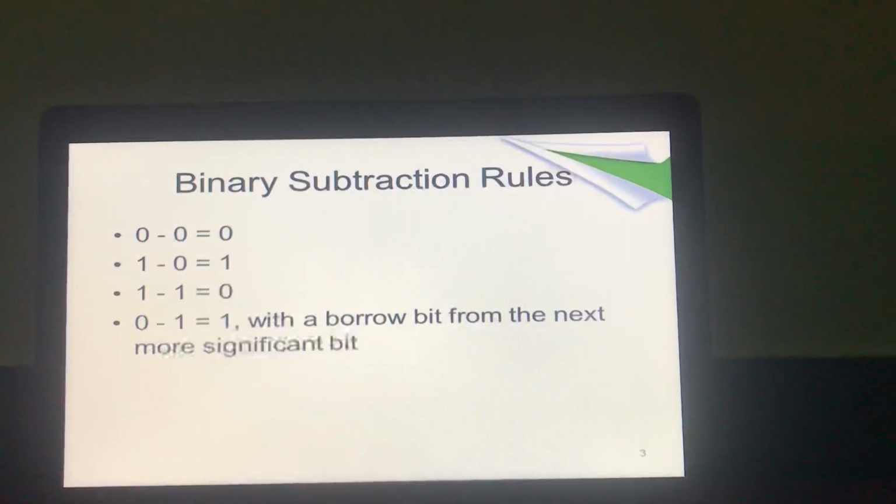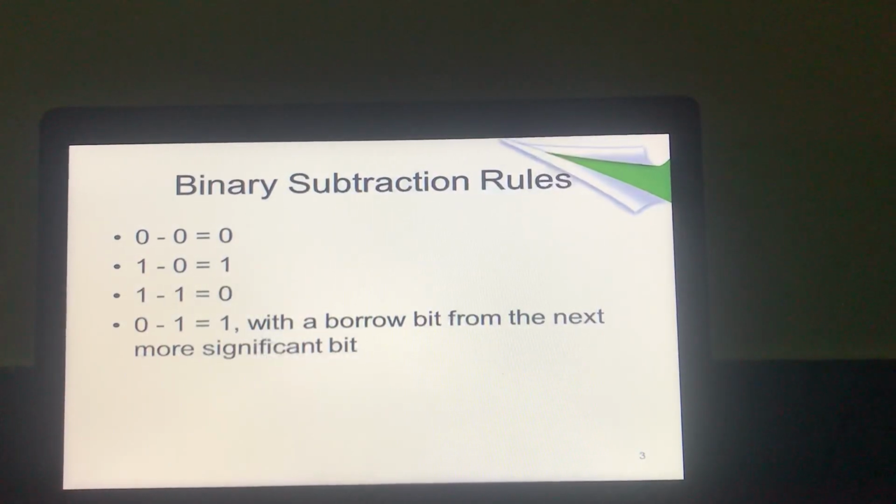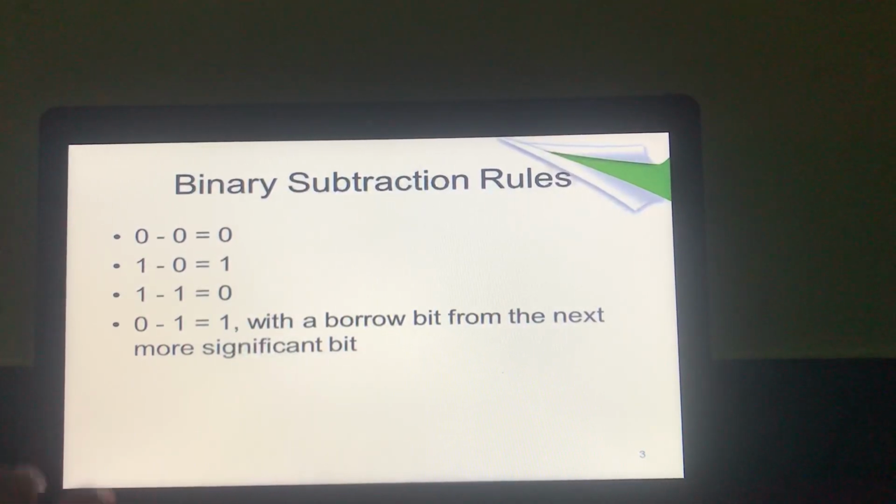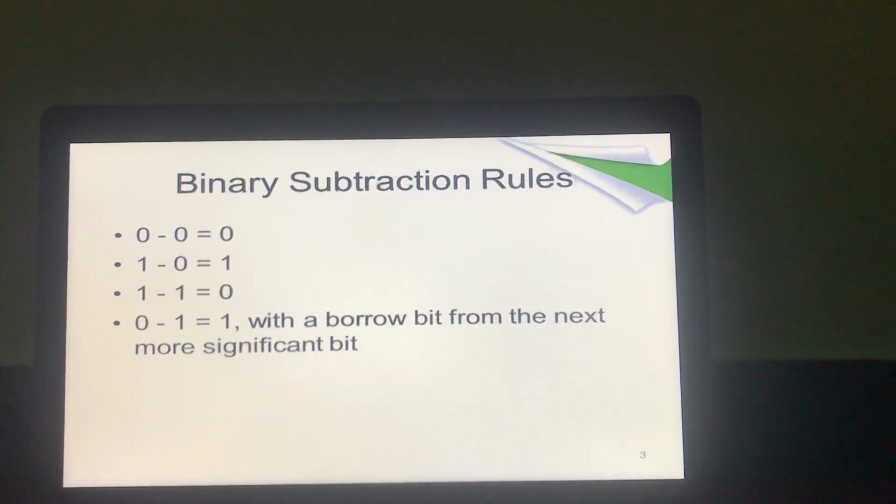Next one is binary subtraction rules. Binary subtraction is normal, like the subtraction taken in mathematics. When you have 0 minus 0, it is going to be 0. When it is 1 minus 0, you have the output as 1.